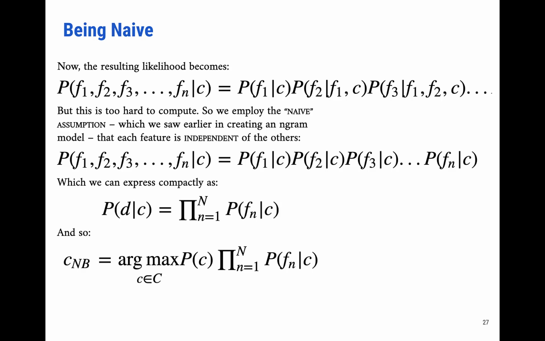Once we look at it that way, then the probability of a document given a category is just the product of all of these likelihoods, which is really nice. And then we end up with the argmax as our value.